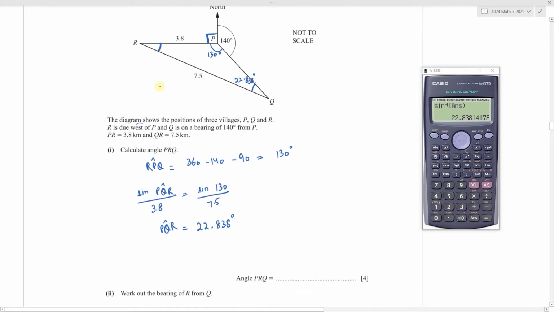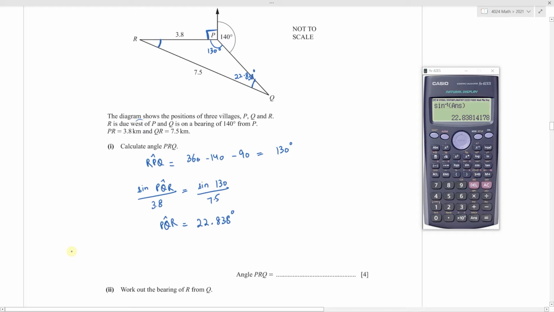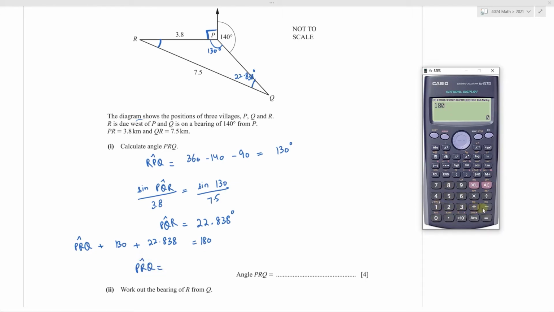Now the sum of these three angles should be 180 degrees. So PRQ plus 130 plus 22.838 should equal 180 degrees. So PRQ will be 180 minus 130 minus 22.838. So this is 27.162, or 27.2 degrees up to one decimal place. So 27.2 degrees.